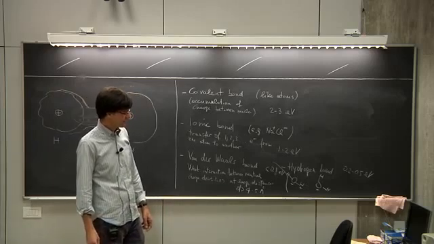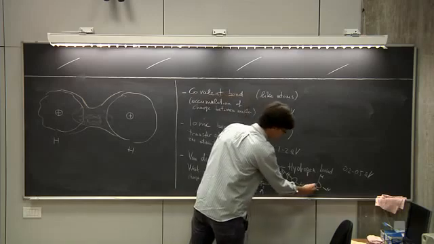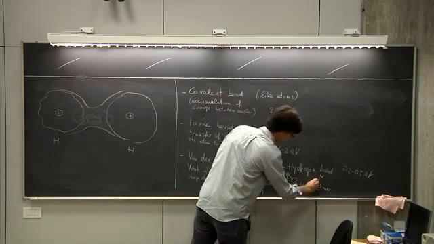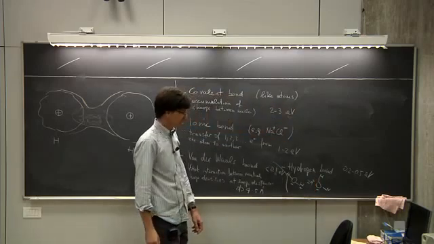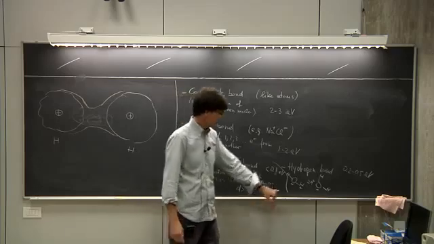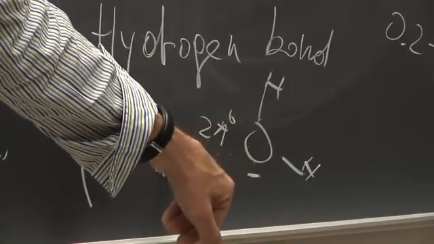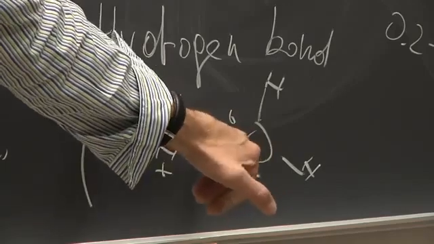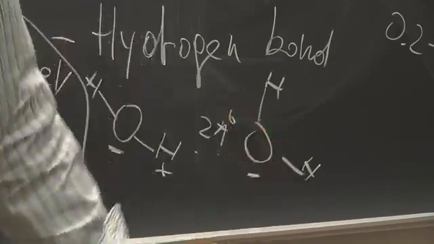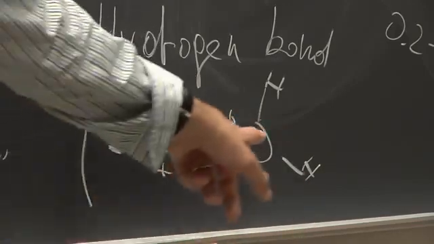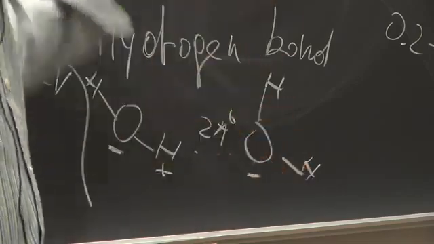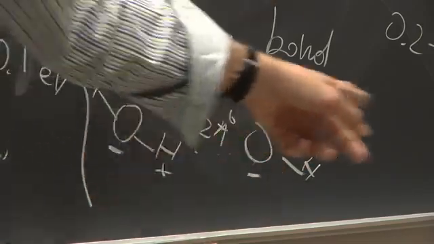What about the hydrogen bond? Hydrogen bond is about 2 angstroms, roughly. So it's quite short, but the strength is not that much because there is no charge transfer. So there's no real chemistry. It's pure electrostatics.